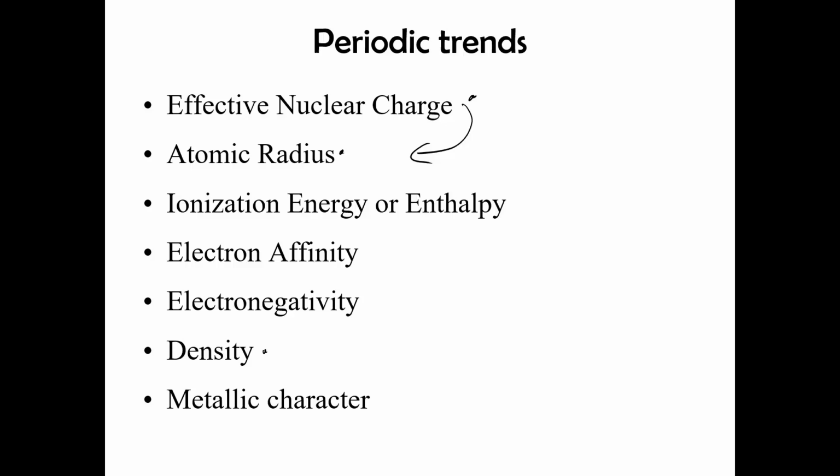As I said, density, we know, is the mass over volume ratio, and then there's metallic character. And we can guess some of these based on what we know about the periodic table already.